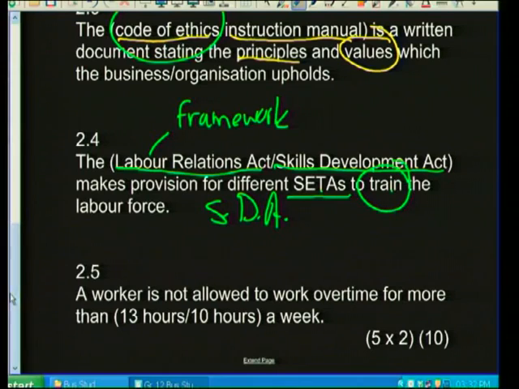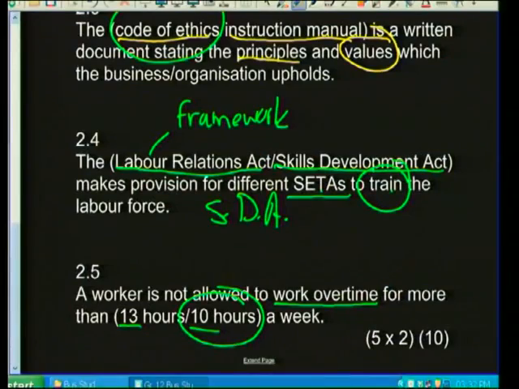2.5. A worker is not allowed to work overtime for more than 13 or 10 hours a week. Now, to be able to answer this question, you really need to know the Basic Conditions of Employment Act. One of the aspects dealt with in the Act is your hours of work, and it states very clearly that workers are not allowed to work more than 10 hours. So that's a very specific answer. The answer has to be 10 hours a week.